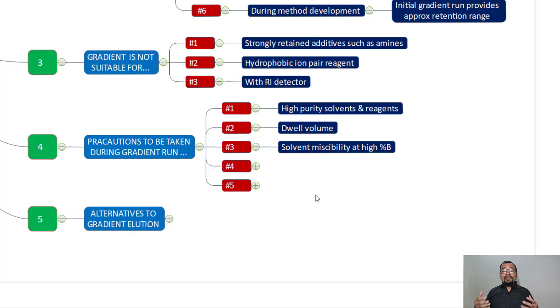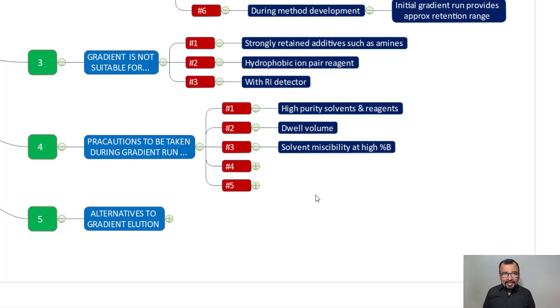The solvent miscibility at the high percentage of B. Now, what does high percentage of B denote? It is nothing but the organic content. So as you are making the mobile phase stronger, that indicates that you are going to pump more proportion of the organic solvent as you are progressing towards the gradient elution mode.